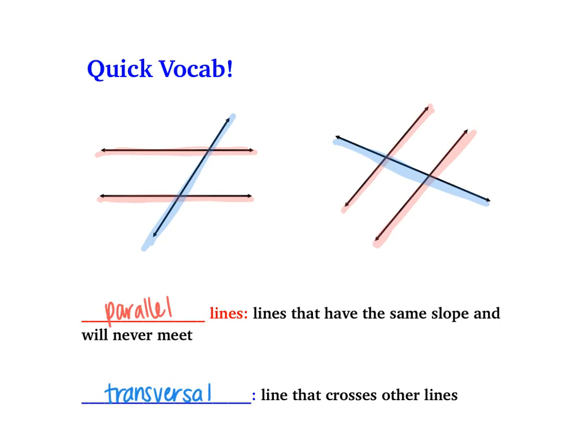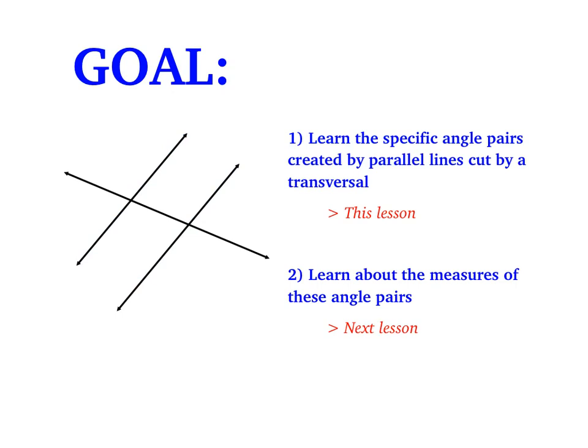If you have your math notebook at home with you, these might be good things to label. Maybe draw yourself a picture and label this as the transversal. And sometimes for parallel lines, you'll see these little arrows like this, and those represent that they have the same slope. Our goal over these next few days would be to first learn the specific angle pairs that are created by parallel lines cut by a transversal.